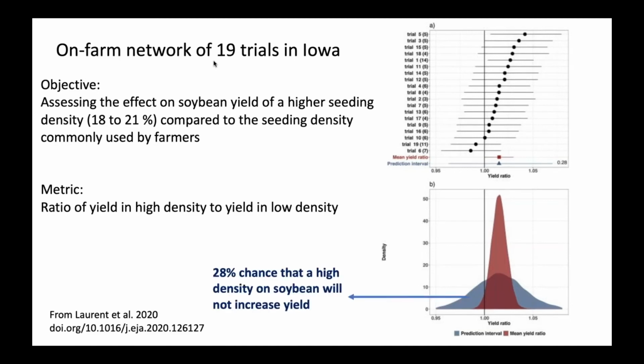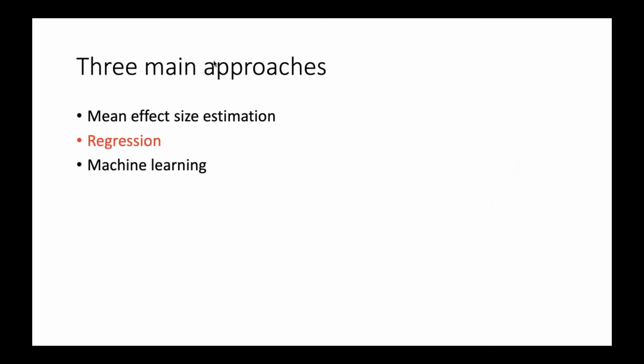And from the statistical analysis based on the Bayesian statistical model, we found that there is a 28% chance that a high density on soybean will not increase yield, showing that in fact this treatment has a relatively low level of effectiveness.